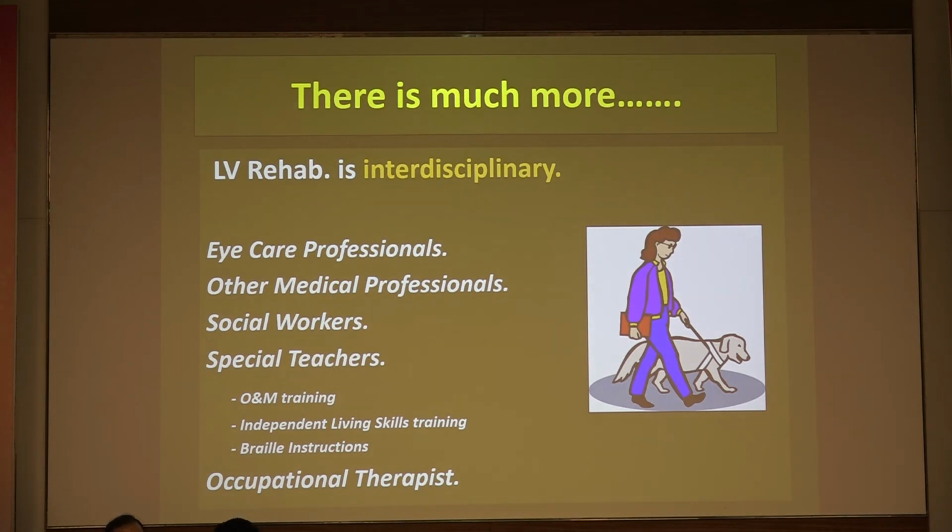But this is not all about treatment of low vision. If a person has got multiple handicaps or has got profound visual loss, then a lot of other disciplines come into play, and one has to interact with other medical professionals and social workers and special teachers and occupational therapists to treat such patients. And if you're not able to do it, the best thing is to refer to a specialist if you have one in your town.